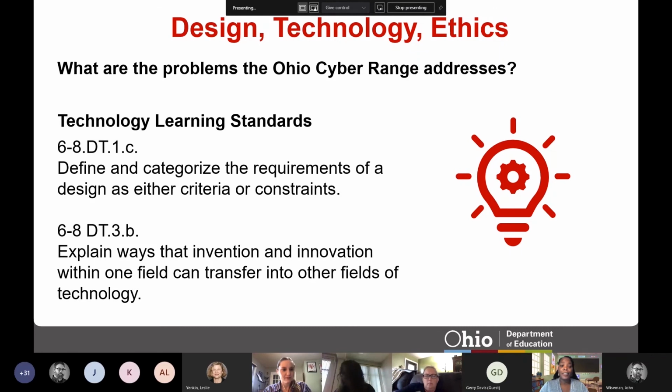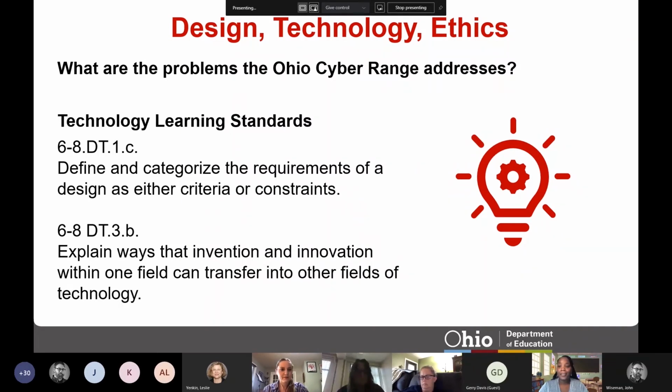We focused on the 6 through 8 grade band in technology learning standards and the grade 6 standards for computer science. We'll go through these briefly here. However, the slides will be available to you so you can review these connections later. So for technology standards, we looked at the design and technology strand.